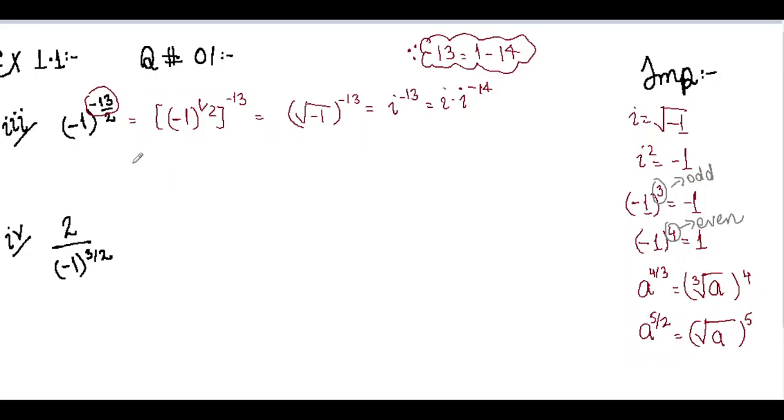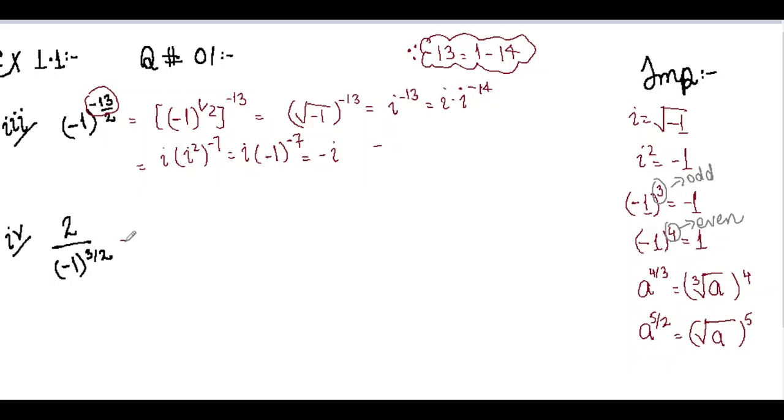So I'm doing the next step over here: iota into iota square whole raised to the power minus 7, because 2 sevens are 14 and the negative sign remains the same. Iota into, now iota square, what's the value of iota square? Yes, it's minus 1, so we put it over here, minus 1 whole raised to the power minus 7. Now a negative number with an odd power, the answer is always negative, so the answer becomes minus iota.